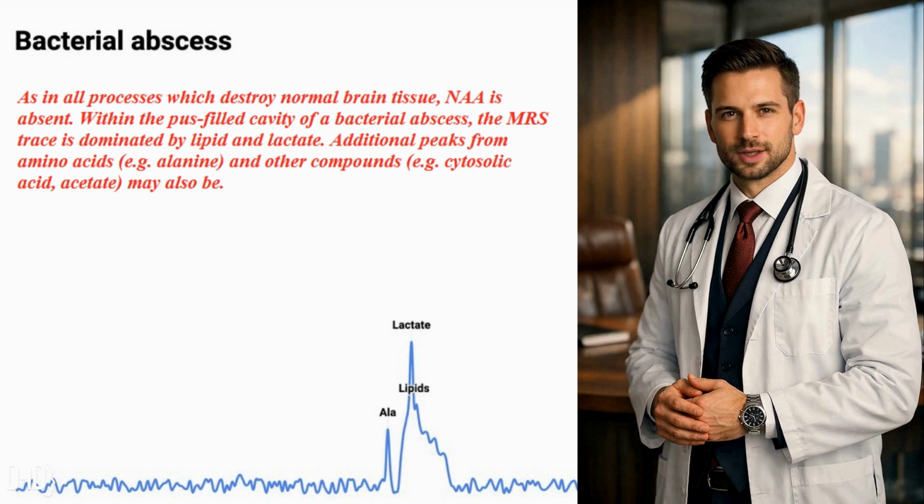Infection, the signature peaks. Key point: amino acid peaks at 0.9 ppm. Abscesses have a unique chemical signature. Look for valine and leucine peaks at 0.9 ppm. If you see these, it's an infection, not a tumor.